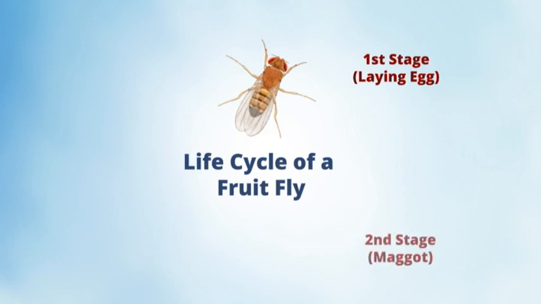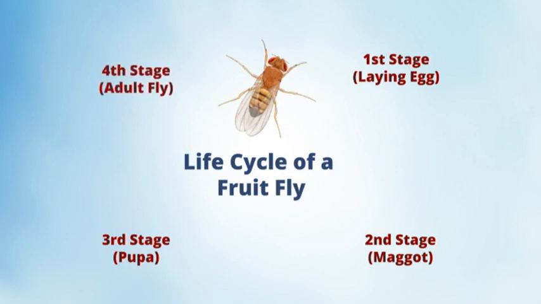The second stage is the larval stage. The fruit fly larva is called a maggot. The maggot has mouth hooks by which it drags itself through its food. The third stage is the pupal stage. The maggot wraps itself in a case and there it grows larger and develops body parts.